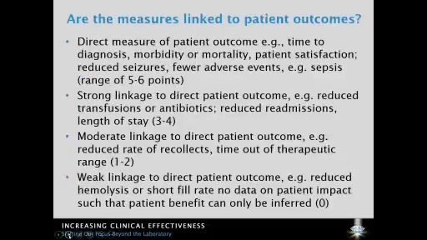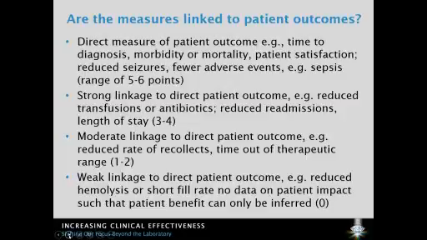Now, I said there were up to 6 points possible for the linkage to patient outcomes. And so there are 4 categories there. If your outcome measure is a direct measure of patient outcome, you'll be awarded 5 or 6 points. Examples of that might be time to diagnosis, morbidity or mortality, patient satisfaction. Reduced seizures, I use that example, and the next one, fewer adverse events, for example, sepsis, for very particular reasons, as you'll see down below.